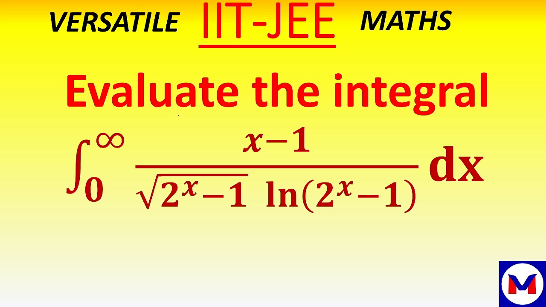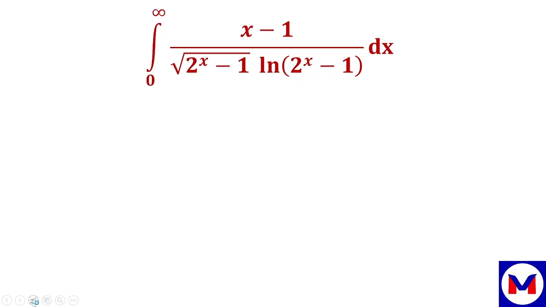The problem of today is from definite integration, and the problem is: evaluate the integral from 0 to infinity of (x minus 1) upon the square root of (2^x minus 1) and log of (2^x minus 1) dx. Let's see the solution. Here is our problem. Let this be I.